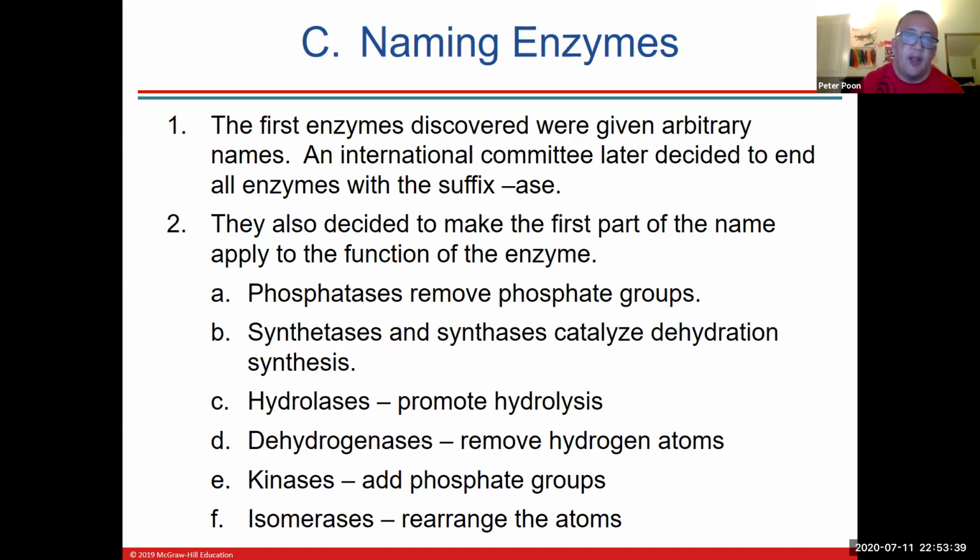They also decided to make the first part of the name apply to the function. Phosphatases remove phosphate groups. Kinases add phosphate groups. Synthetases make stuff, usually bigger. Hydrolases break stuff up. Dehydrogenases remove hydrogen. Isomerases make different isomers, so you rearrange the atoms.